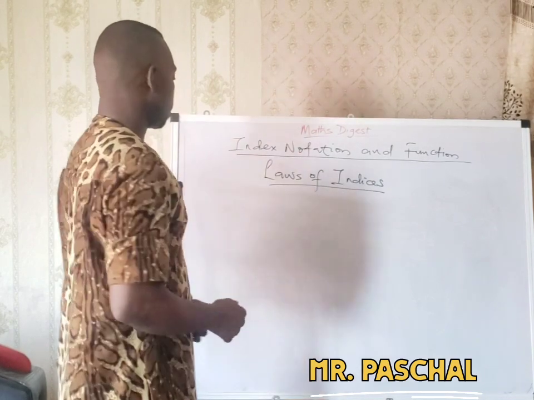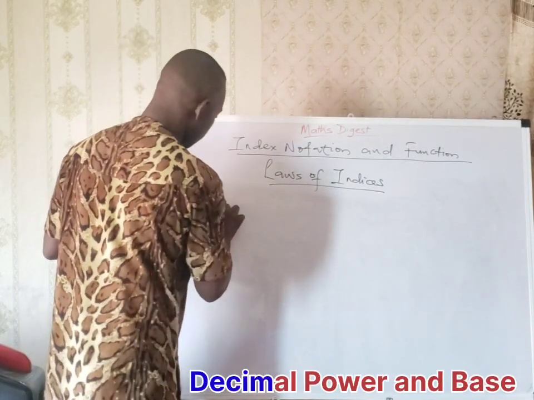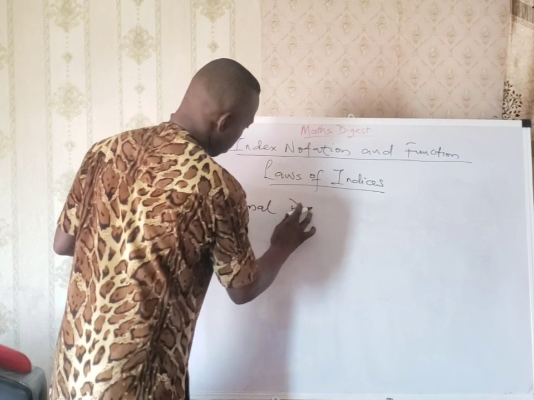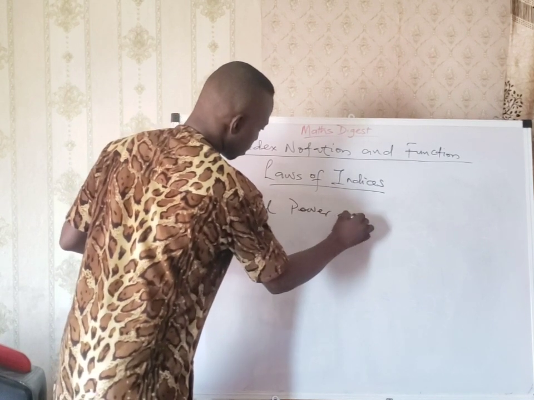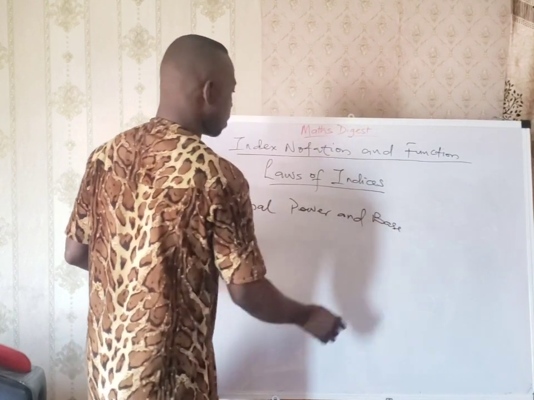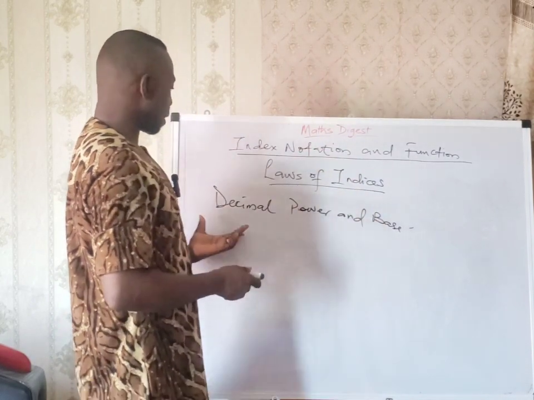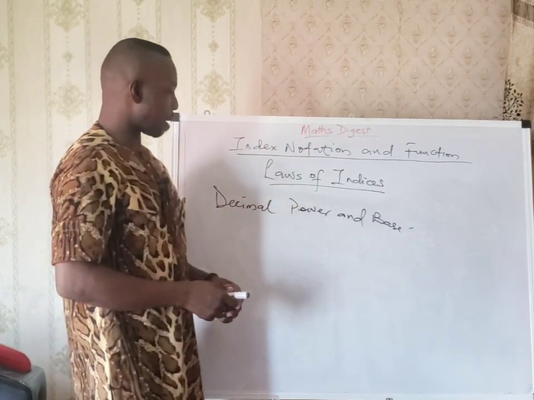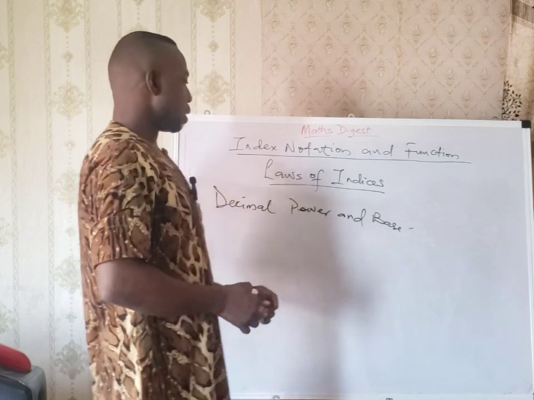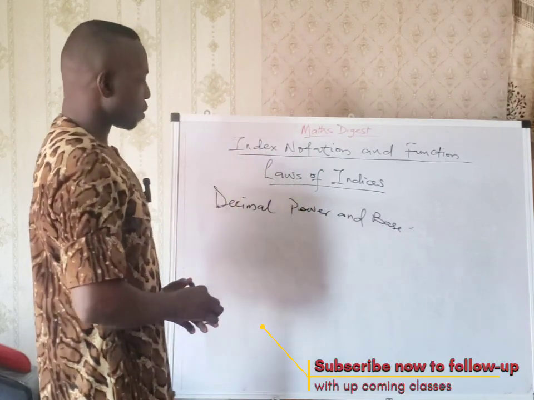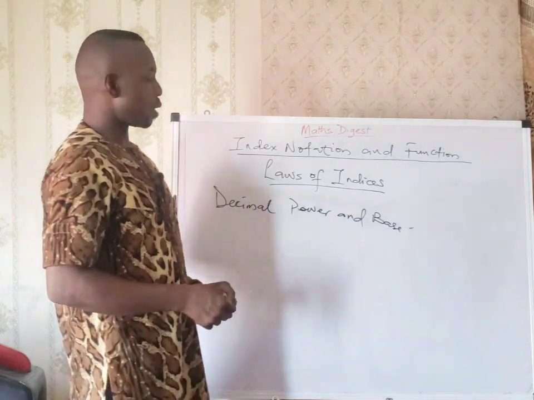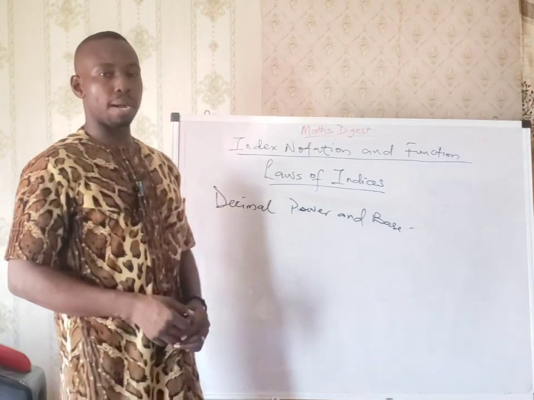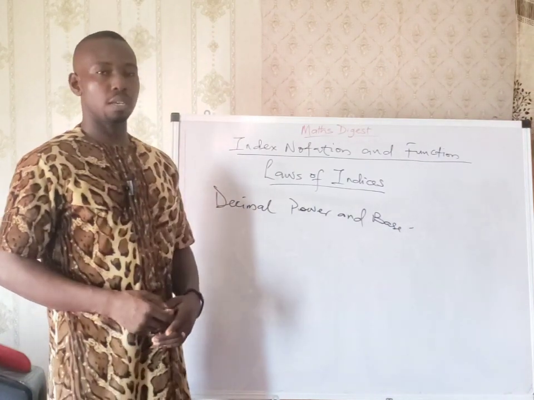All right, now we may consider decimal power and base. This may not really be regarded as one of the laws of indices, but in case you have decimal in either the power or the base, the best approach to solve it is first of all to convert it to a fraction. When you are done converting it to fraction, you can solve it. Then after solving it, you can return back to decimal if need be.